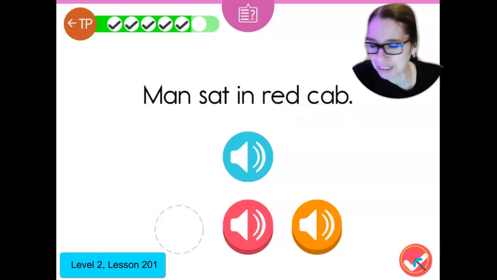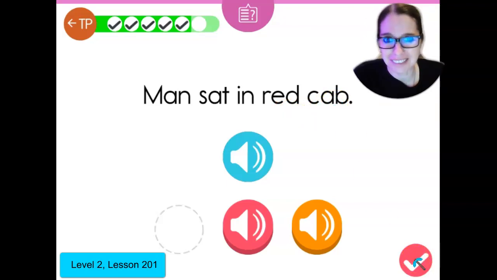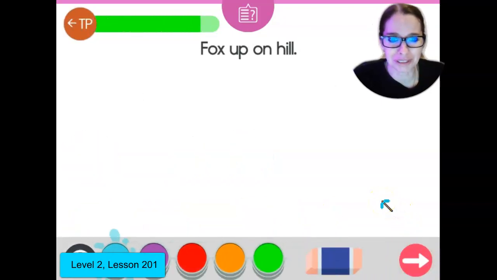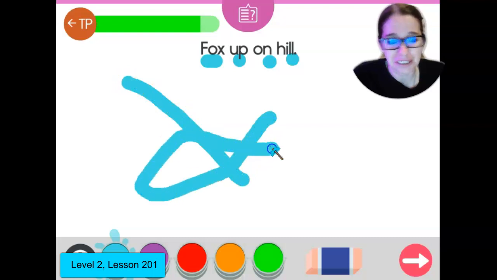Remember, before you push submit, you want to make sure. We don't want to lose our hearts. Here's this one again. It says, fox up on hill. You could draw a picture, but I'm not going to do that. You could draw some words. I'm going to go on and earn my stars. How about you?